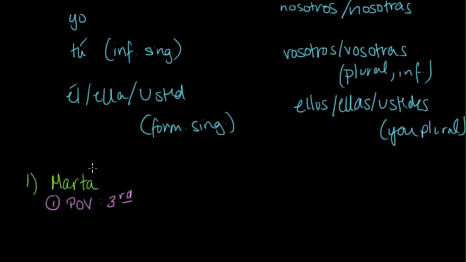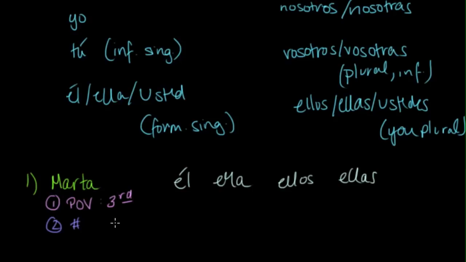So let's write down all the third person subject pronouns. We have él, ella, ellos, and ellas. So he, she, they, and they. Second, you want to look at number. So how many are there?